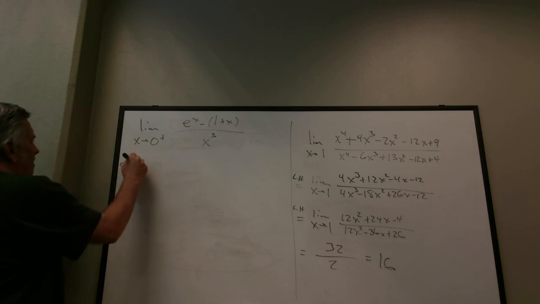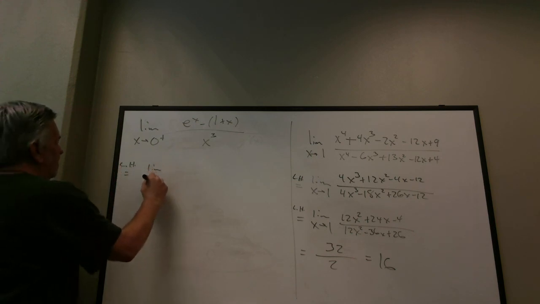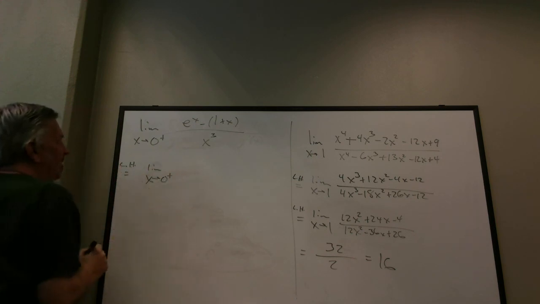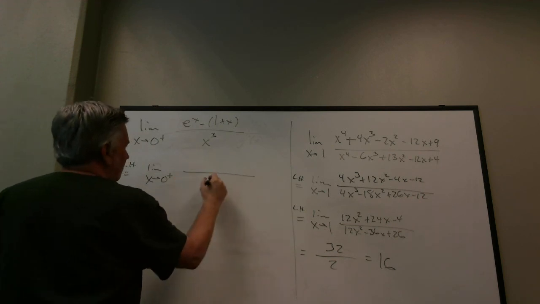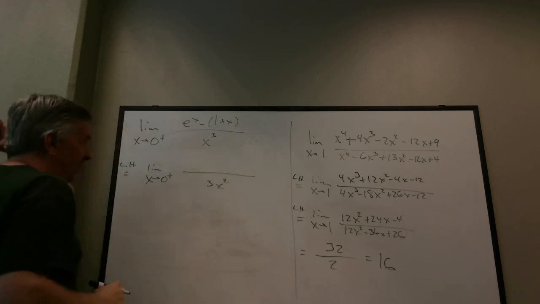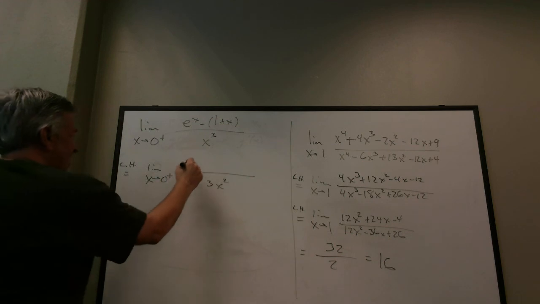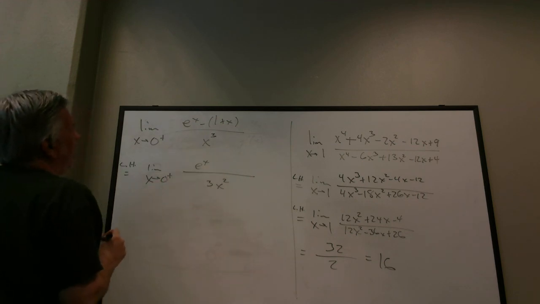Okay, so I'm going to use L'Hopital's rule here. Keep writing limit until we actually take the limit. So the derivative of the denominator is 3x squared, no problem. And the derivative of e to the x is e to the x. And the derivative of 1 plus x is 1.